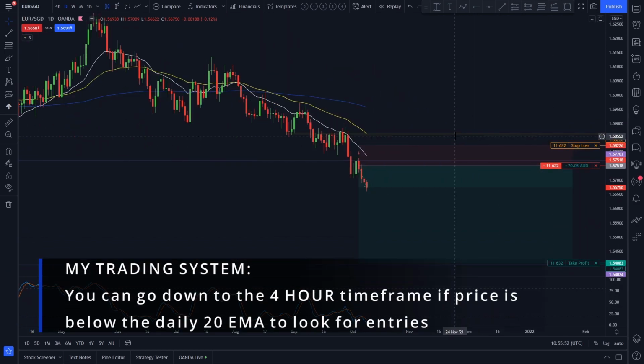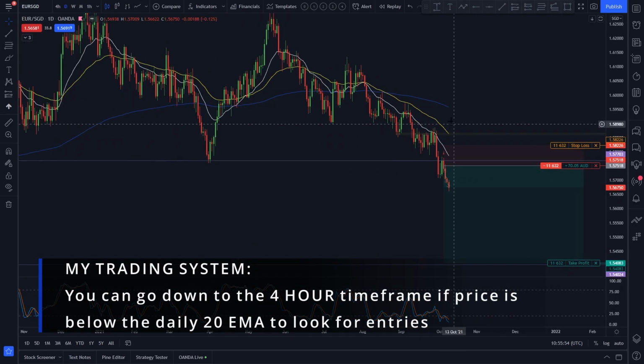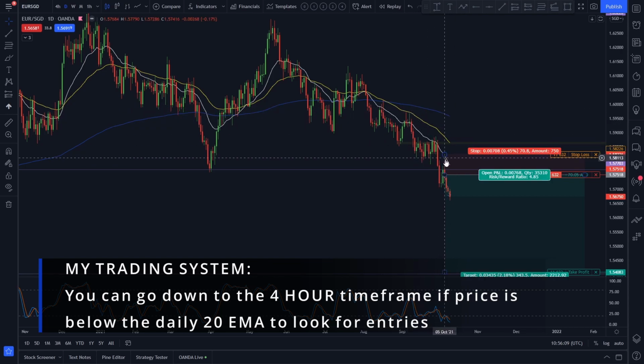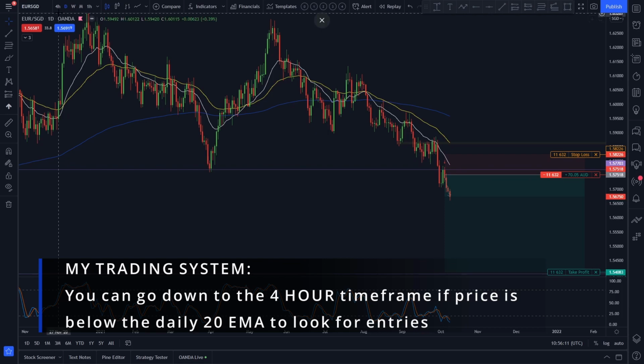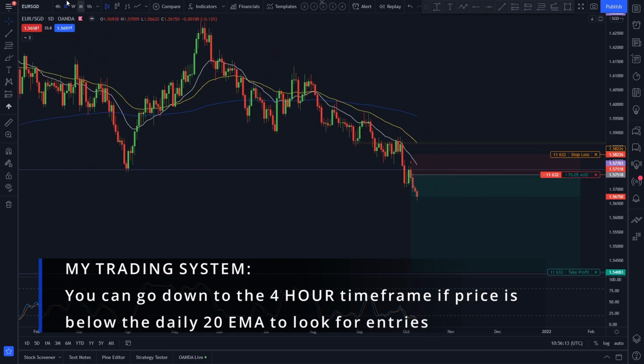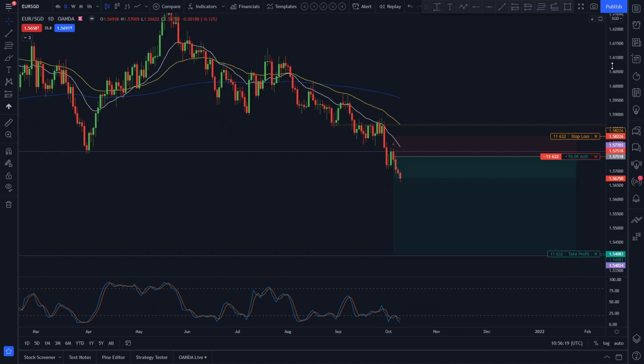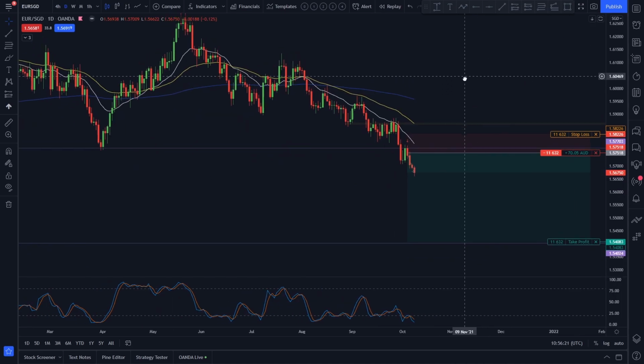Additionally, on the daily time frame, should price be above or below the 20 EMA, I will go down to the 4-hour, and as you can see here, price is trending down according to the 200 EMA and also is below the 20 EMA on the daily time frame. Therefore, I can go down to the 4-hour, which is where I took my entry. Let's first talk about why I took this entry.